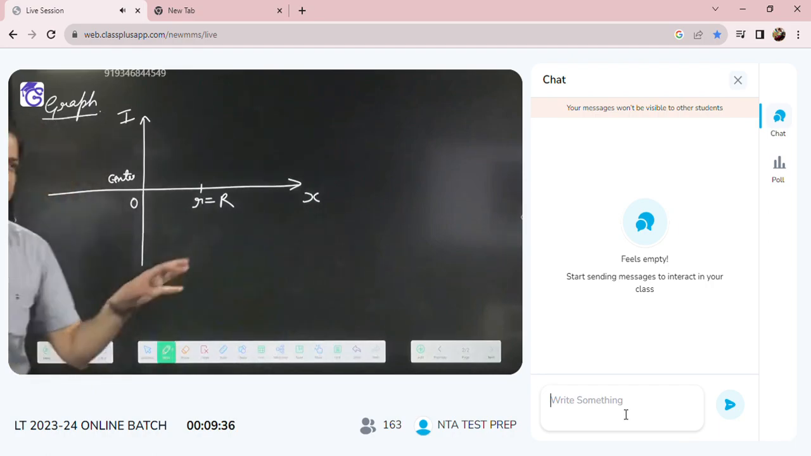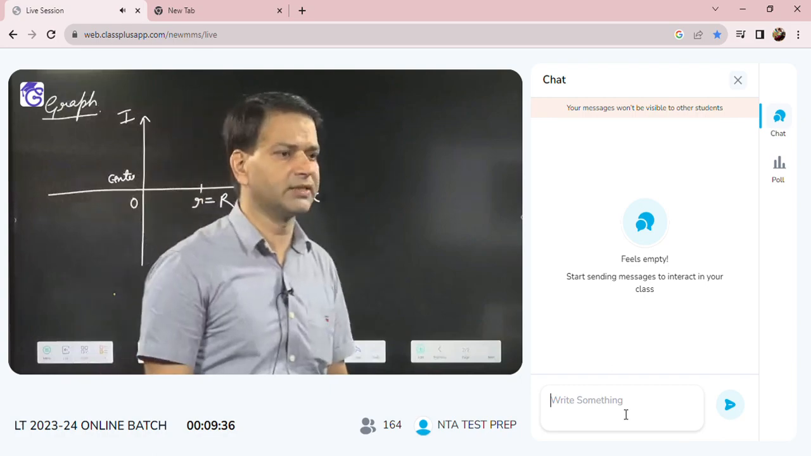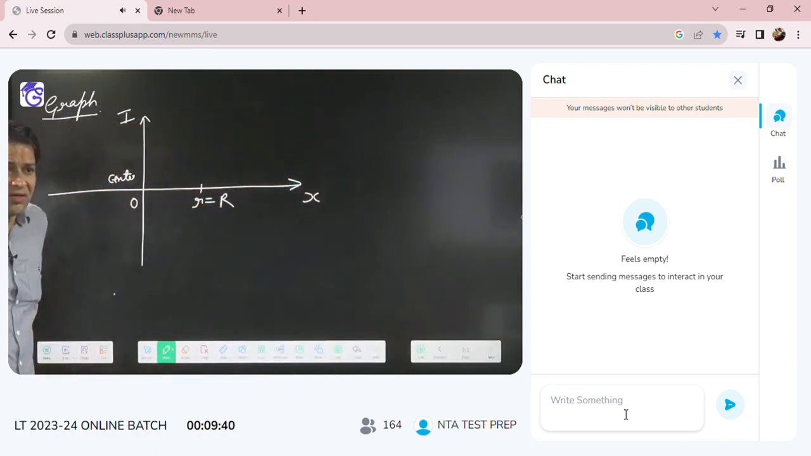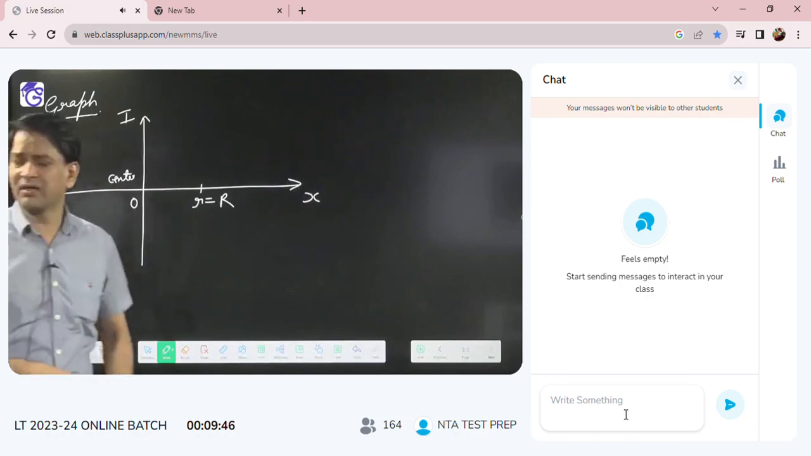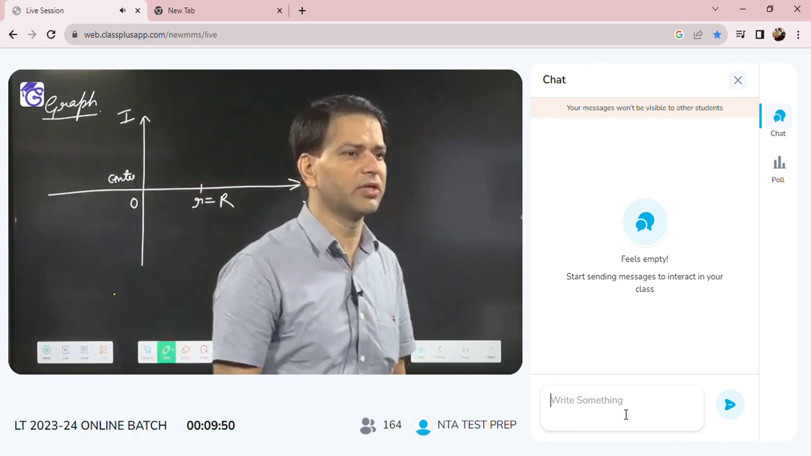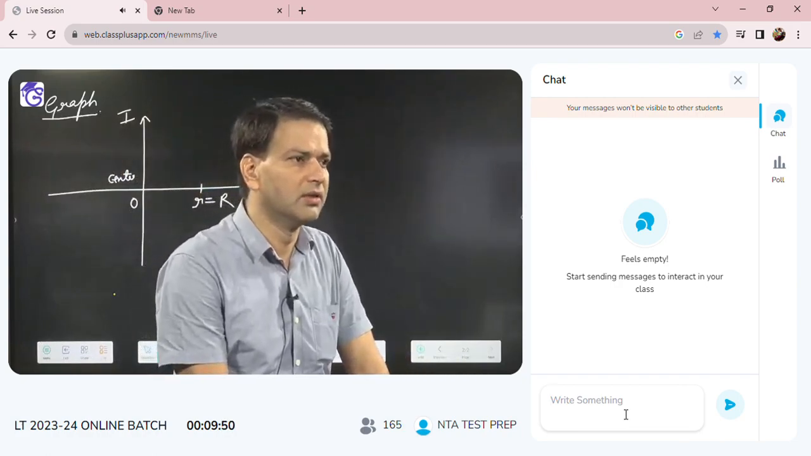So here I want to plot the graph between the intensity and the distance from the center. Okay. The audio is missing, some net problem is there, I think. From this side, I think the problem is not there. Somebody is getting it, somebody is not getting it. So check your internet connection.